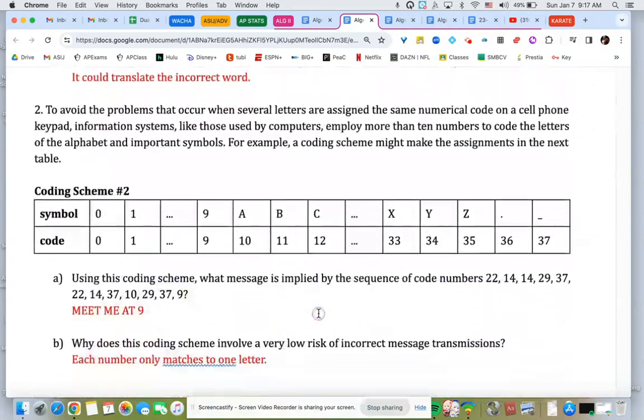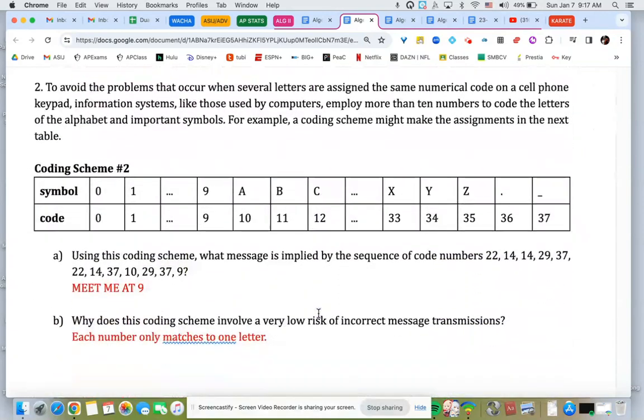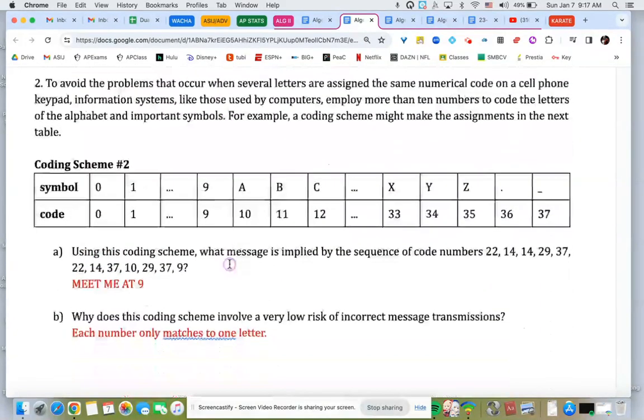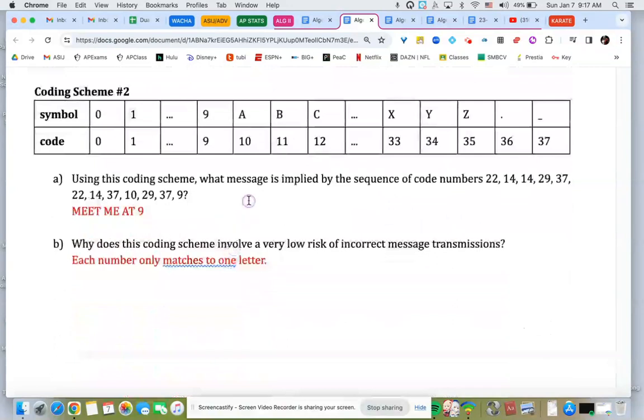So to avoid that, instead of having 3 different letters match one number, why don't we just make every letter have its own number and every number have its own number? Like a 0 is a 0. This is a very simple code, of course, not very inventive. But it would be more clear. A 0 is a 0, 1's a 1, 9's a 9.